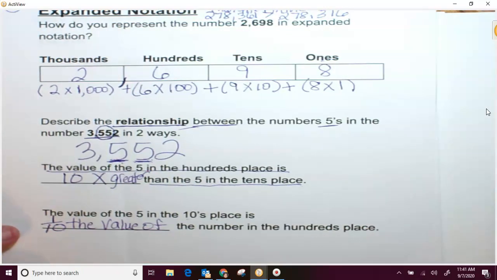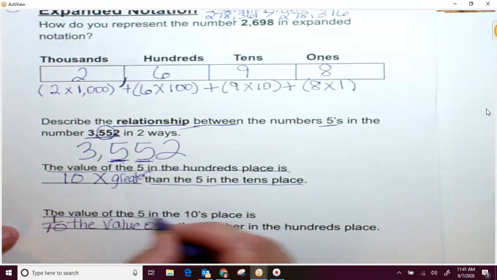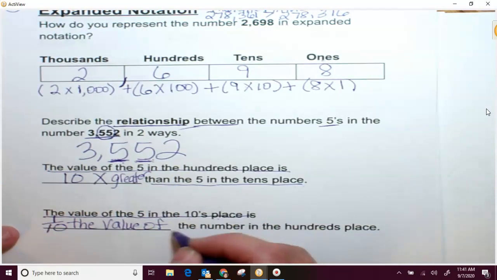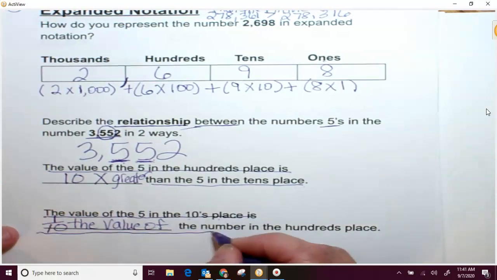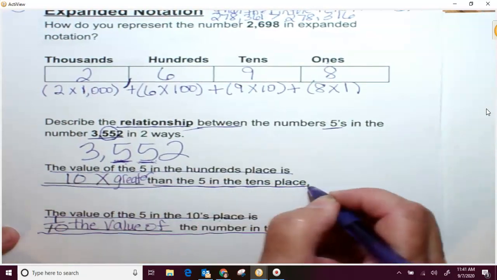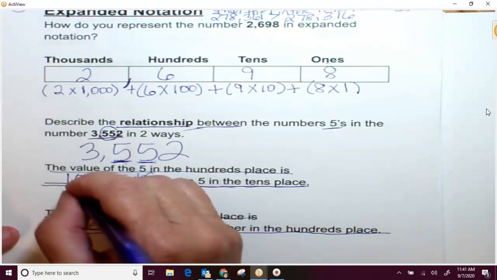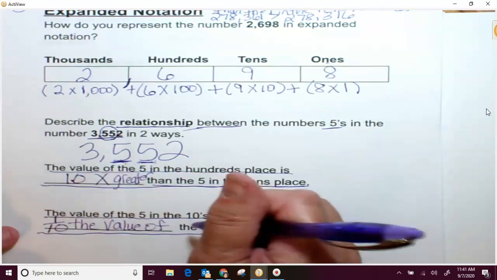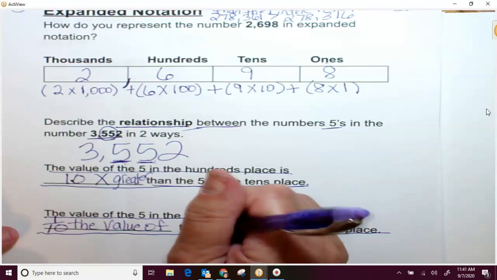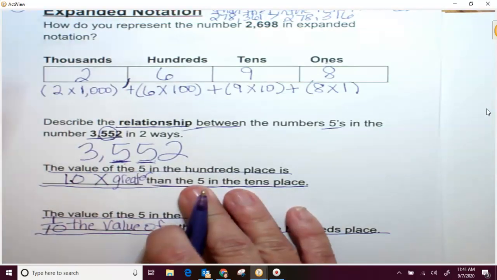Okay, now if you use these as a sentence stem, all you have to do is fill out the 10 times greater or the 1/10 the value of. So that's what you're looking to put in between those things. All right, that's one of the hardest things I think we have.